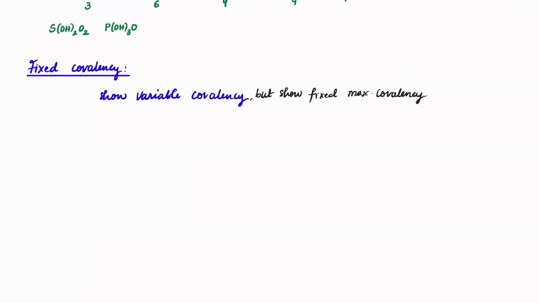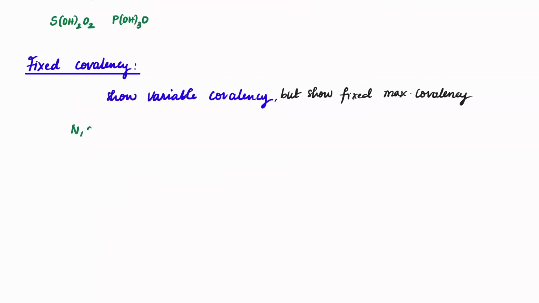Right. Fixed covalency. Whenever we say fixed covalency, that means it will always show a fixed maximum covalency value. For example, nitrogen, carbon, oxygen, fluorine, boron can only show a maximum covalency of 4. So that is a fixed covalency. Got it? So let me put a few more examples again.